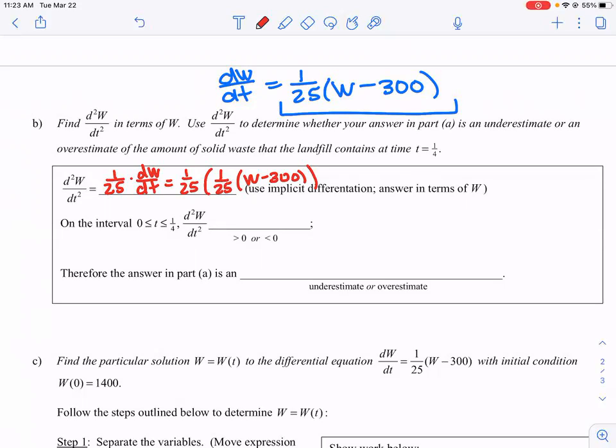Okay, so from time is 0 to time is 1/4. First of all, what was W when time was 0? 1400, and we know that W is increasing. So if W is 1400 and gets bigger, what is true about our second derivative during that time? It will always be what kind of number? So our second derivative is positive.